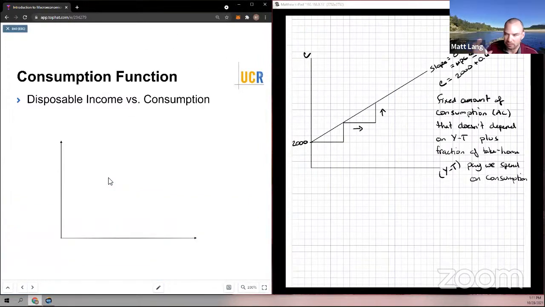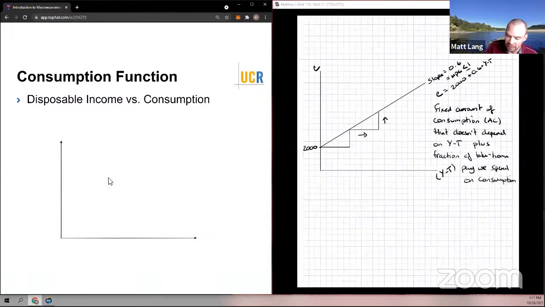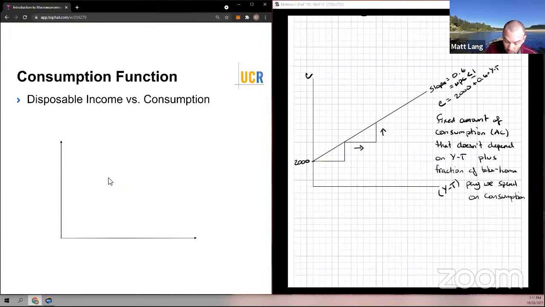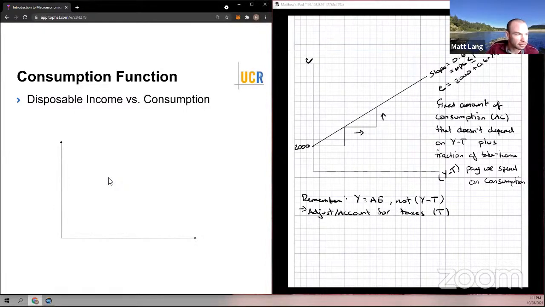The only thing we need to keep in mind here is we need to bring ourselves back to the big story as a whole. What are we actually trying to do here? Remember, our big goal is to find out where y equals AE, not y minus t. So we've got this additional variable hanging around here. We need to somehow adjust or account for taxes, taxes t.